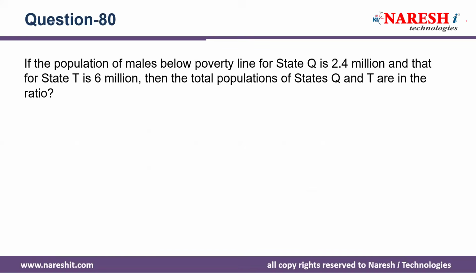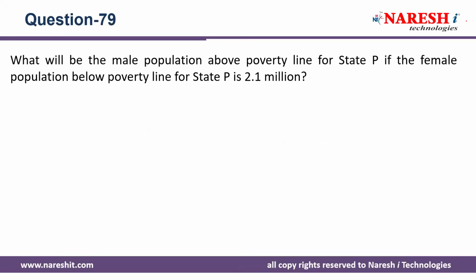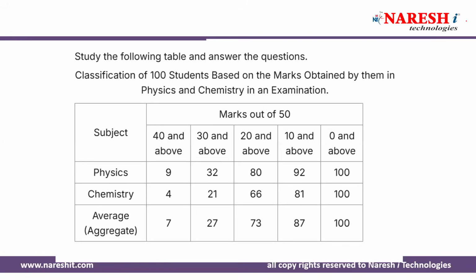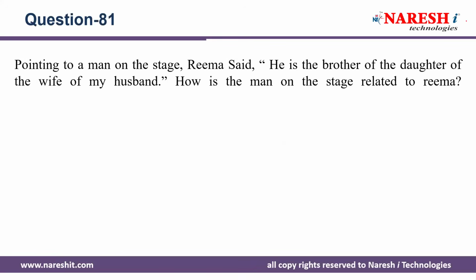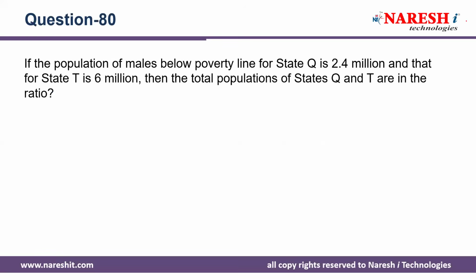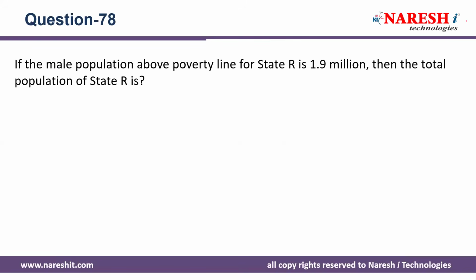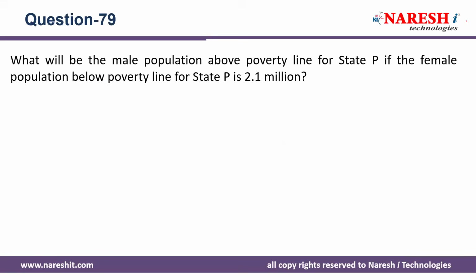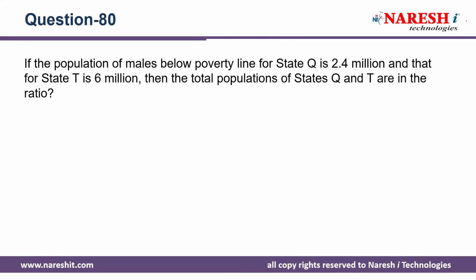We'll do it in tomorrow's class, because here the questions are related to population, but everything here is related to marks of maths, physics, chemistry. So I'm skipping these questions. We'll do it again later. Up to 80, I'm skipping 78, 79, and 80. I will do it tomorrow. I'll check the original questions.